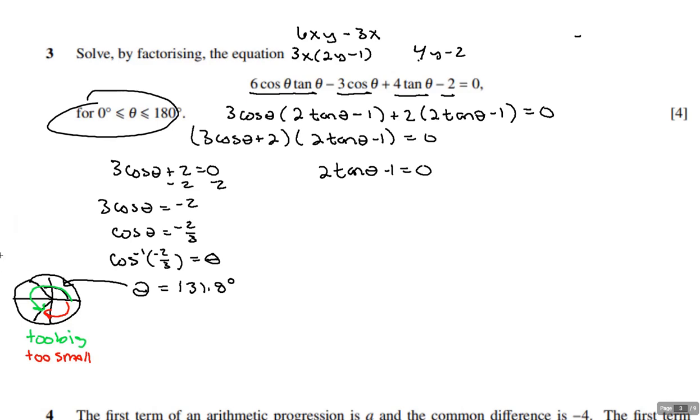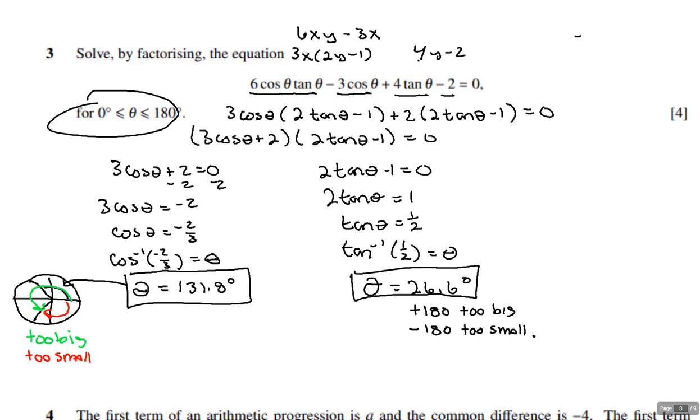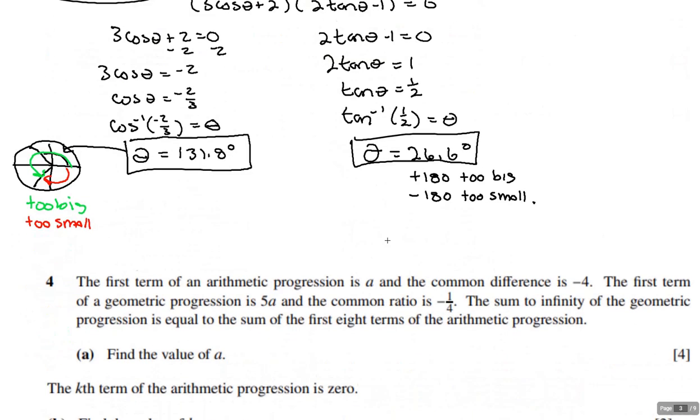So then I go back to the other equation and I add 1 to both sides and then divide by 2, and then I do the inverse, and so I get the inverse tan of 1/2 is equal to my angle, and once again I get my angle is going to be 26.6. And in this case, I can either add 180 or subtract 180, but if I do either of those, it's either too big or too small. And so I have two answers here, 131.8 and 26.6.